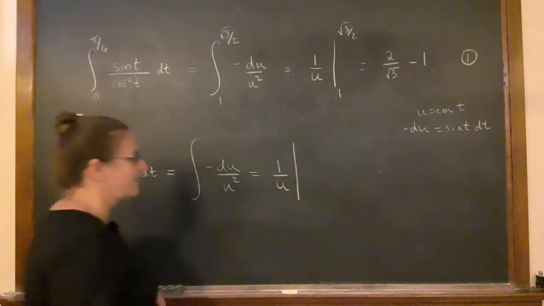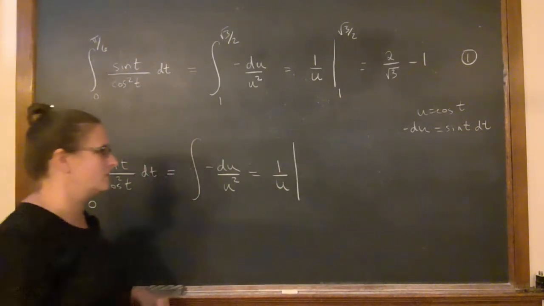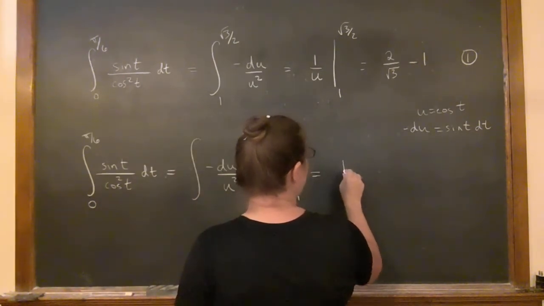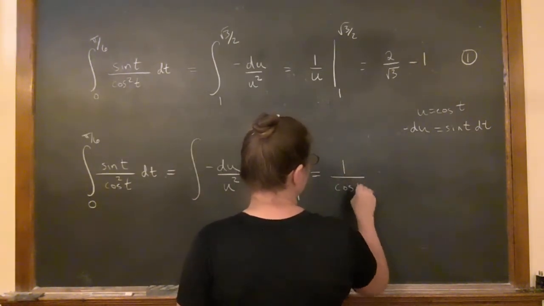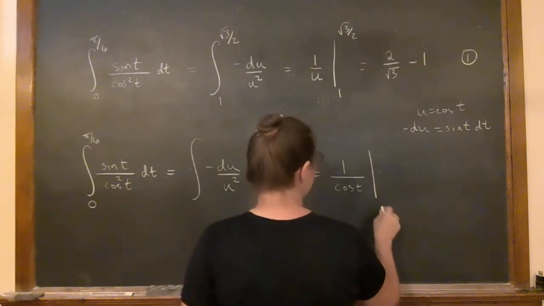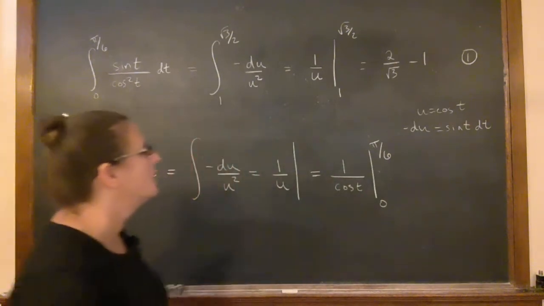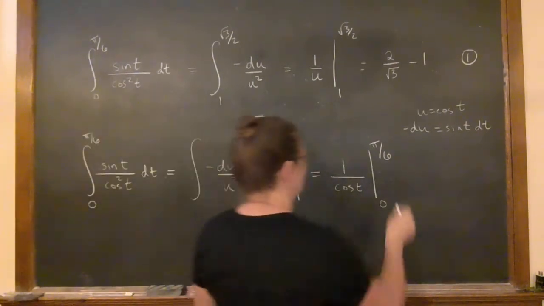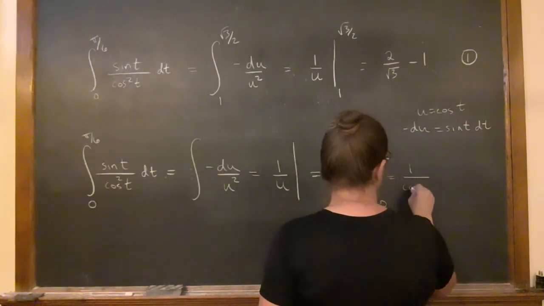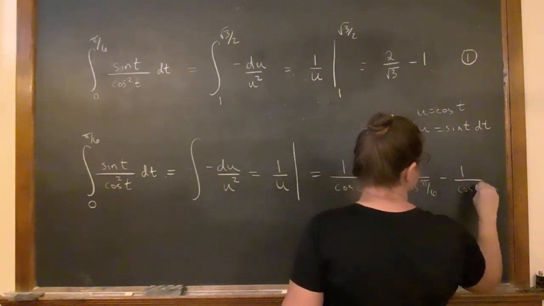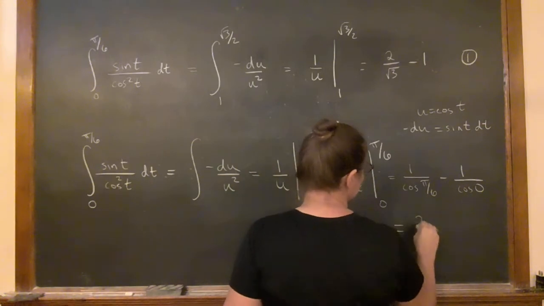I know I have to evaluate it, so I'm going to put that bar there. I'm not going to write plus C. But then I'm going to put back what u is. U is cosine of t. And now that I'm back into t, I'm going to put the limits that belong to t. So this is just going to be 1 over cosine pi over 6 minus 1 over cosine of 0, which of course gives me the same thing.